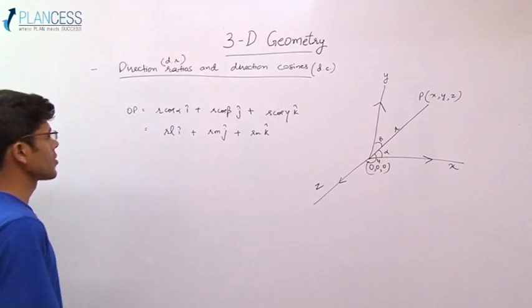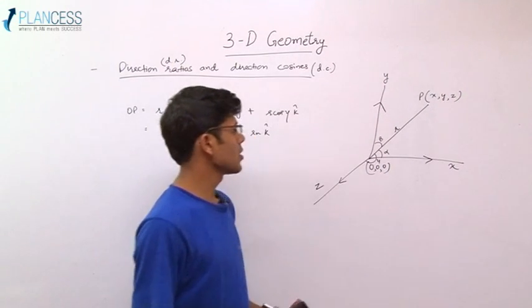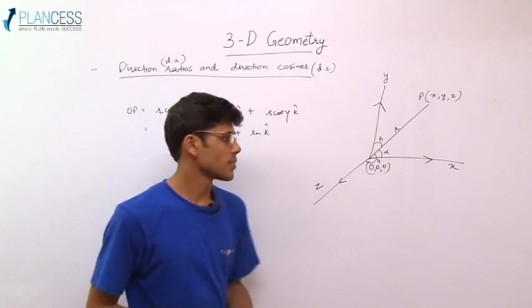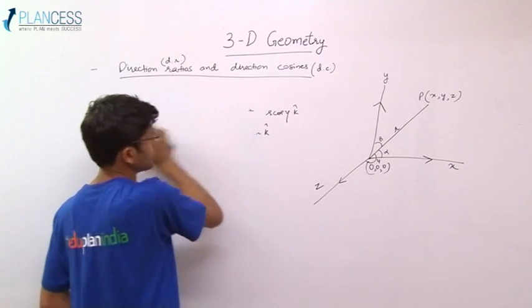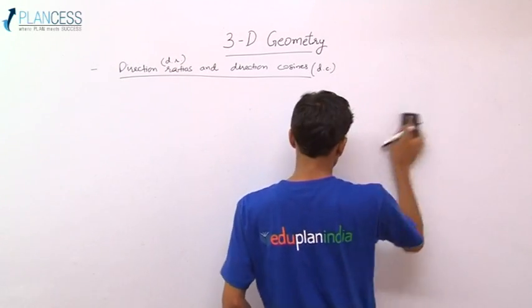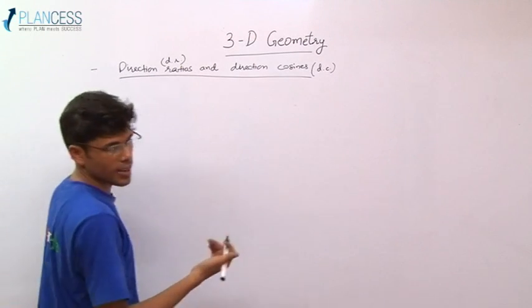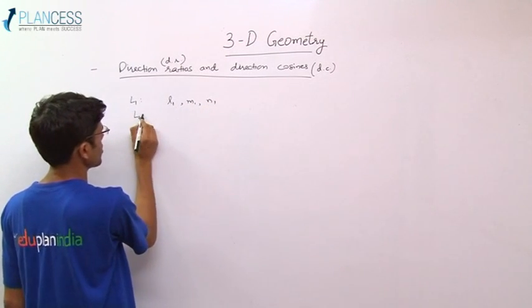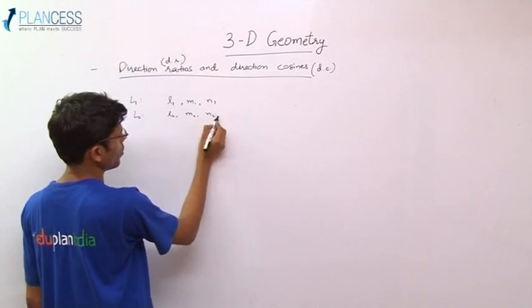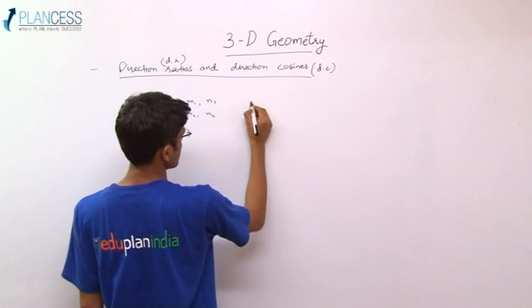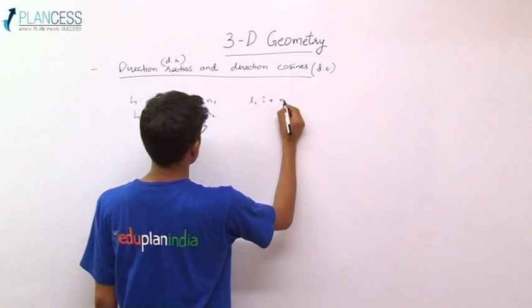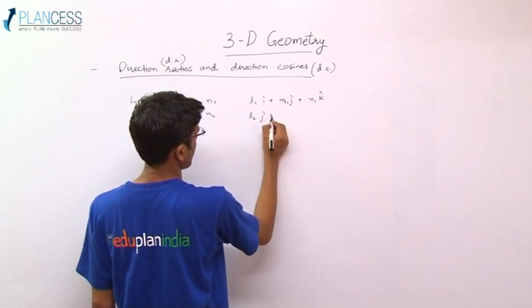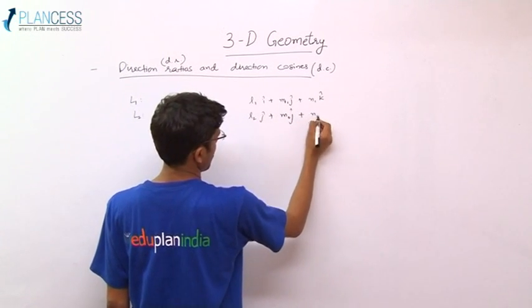Okay, so let's now take a few illustrations. Just before taking illustrations, I would like to mention the use of direction cosines. Direction cosines represent the direction of a particular line. They are used to find the angle between two lines. Say we have two lines, the direction cosines of which are L1, M1 and N1 for line 1, and line 2 has direction cosines L2, M2 and N2. So the unit vector along the direction of the first line is L1 i cap plus M1 j cap plus N1 k cap. Similarly, the second line is L2 i cap plus M2 j cap plus N2 k cap.